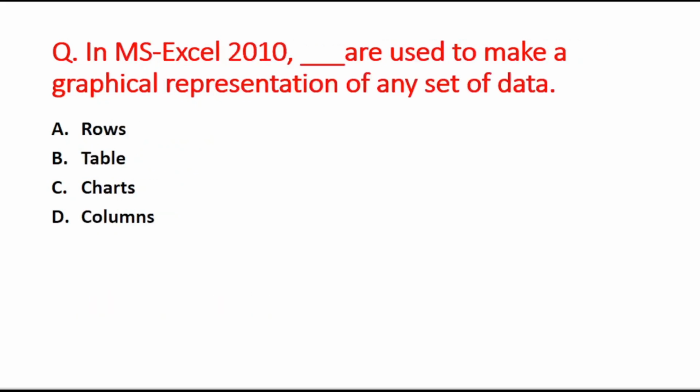Next is, in MS Excel 2010, blank are used to make a graphical representation of any set of data. A option is rows, B is tables, C option is charts, and D option is columns. So the right answer is the option C, that is charts.